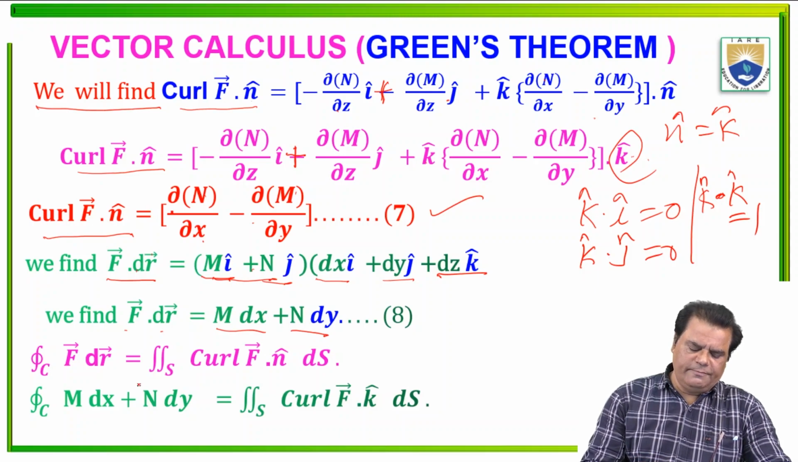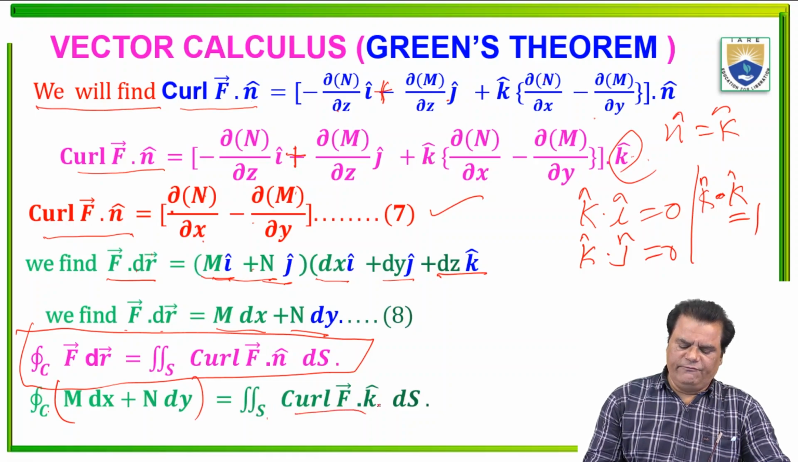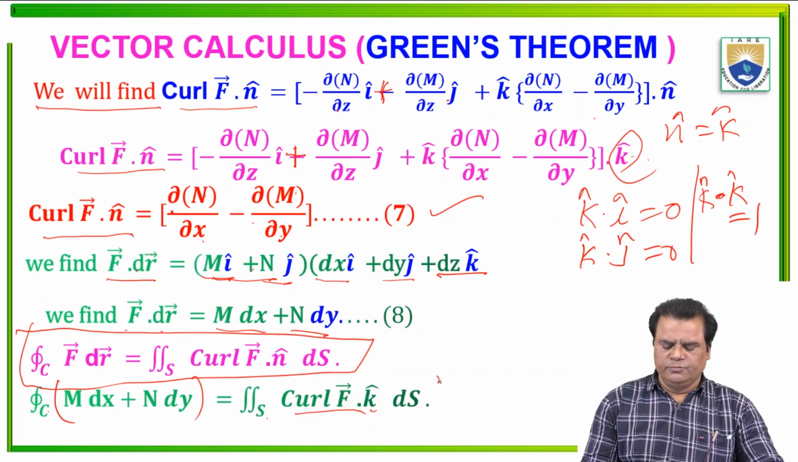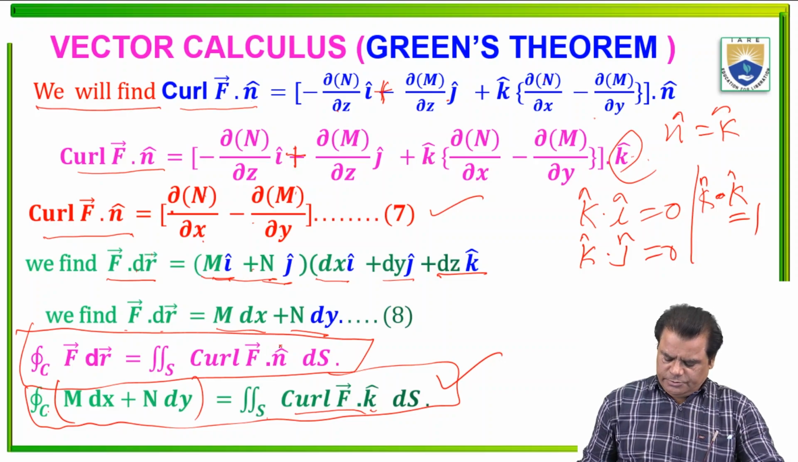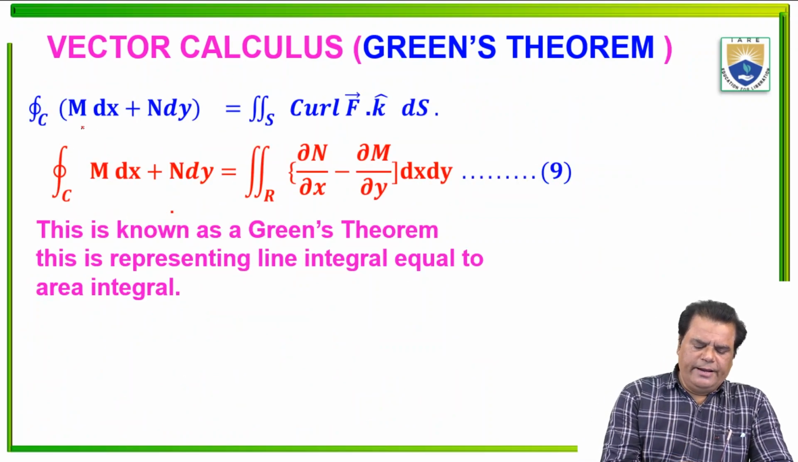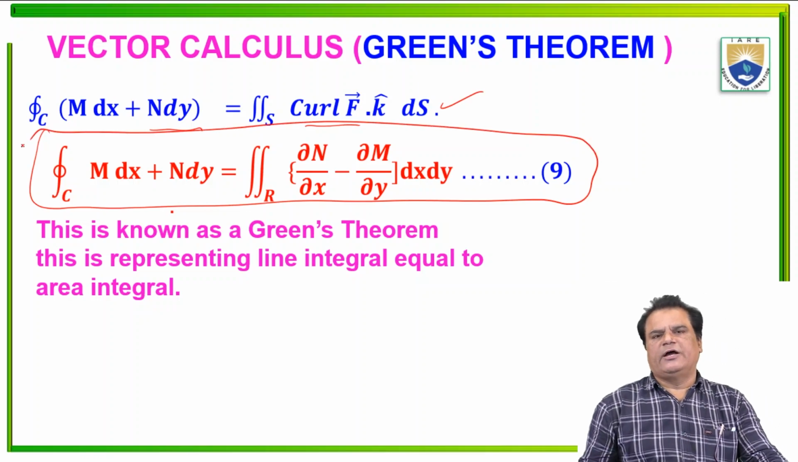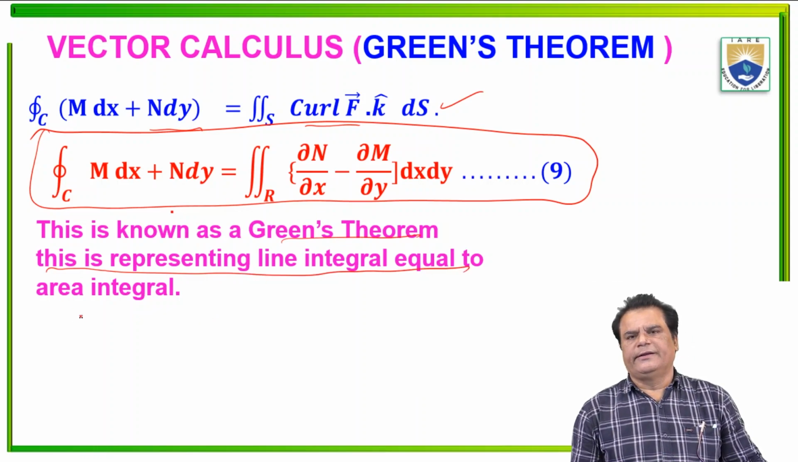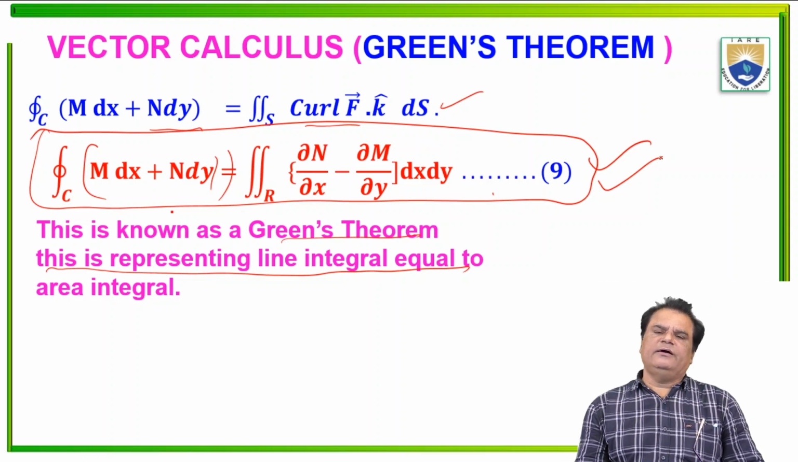These values are put in equation 1. This formula is in vector form. Now the integral over C of m dx plus n dy equals the surface integral of curl f dot n, or k, ds. Okay, so this is the main formula. Putting this value in, we get m dx plus n dy and curl f dot k ds. This formula is known as Green's theorem. This represents the line integral equal to the area integral. This is the line integral and this is the area integral. This is the main formula of Green's theorem.